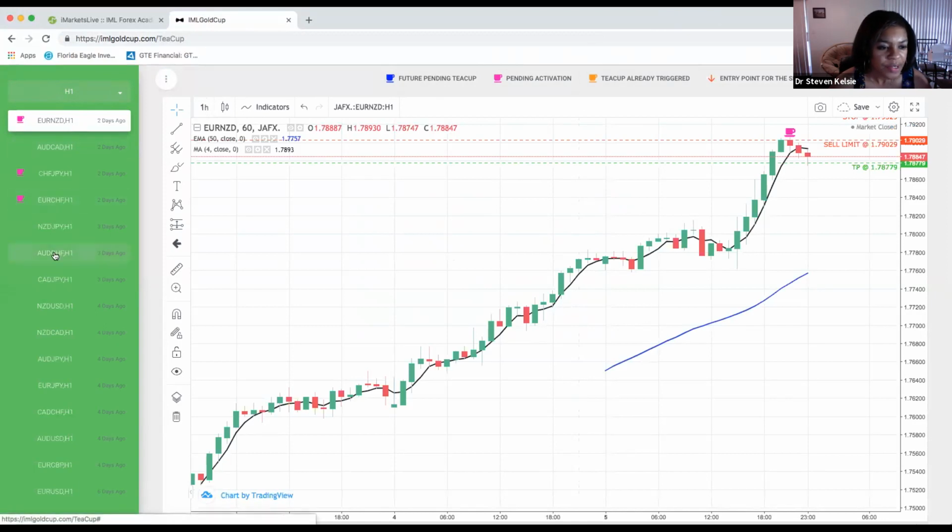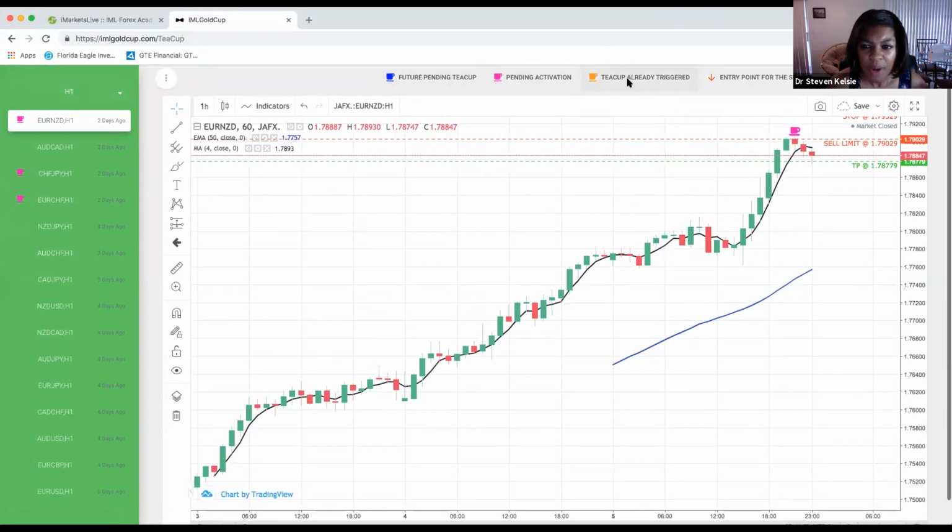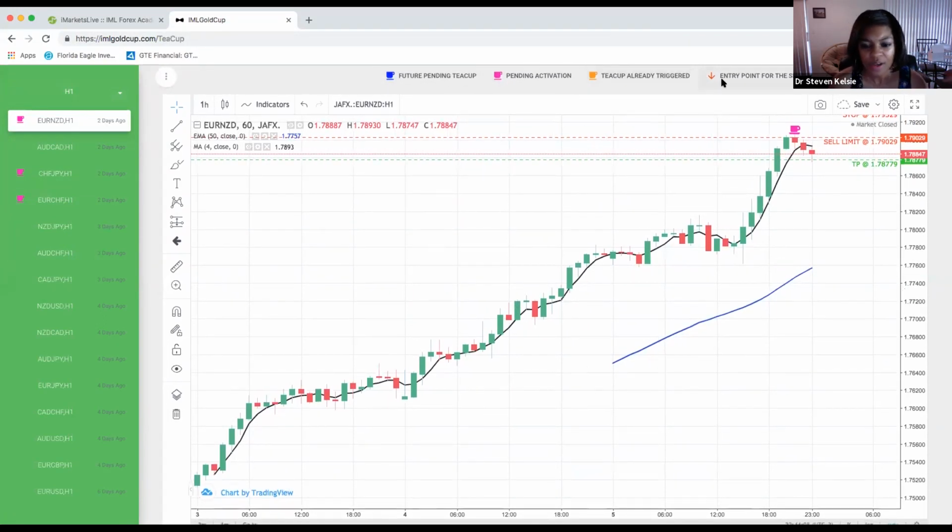Here are the different pairs. It tells you how many days ago it was. And it tells you up here at the top what each color teacup means: future, pending, teacup already triggered, entry point for the sell. So it's pretty basic in how to understand it. But again, you have to make sure that you have been in your IML Academy so that you can understand what you're seeing, because this is almost an exact replica without the teacup of tradingview.com.